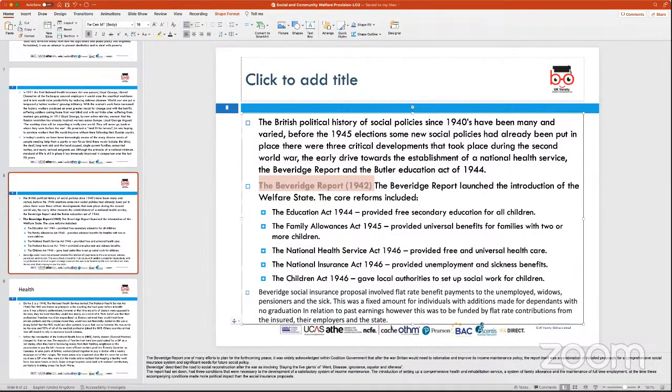Now, this report was launched to introduce benefits, welfare benefits, for every member of the public in the UK. When it was compiled, it looked into the Education Act of 1944, the Family Allowances Act, the National Health Service Act, the National Insurance Act, and the Children's Act. And this report then introduced a basic structure, which was accepted widely by the coalition government at that time after World War II.